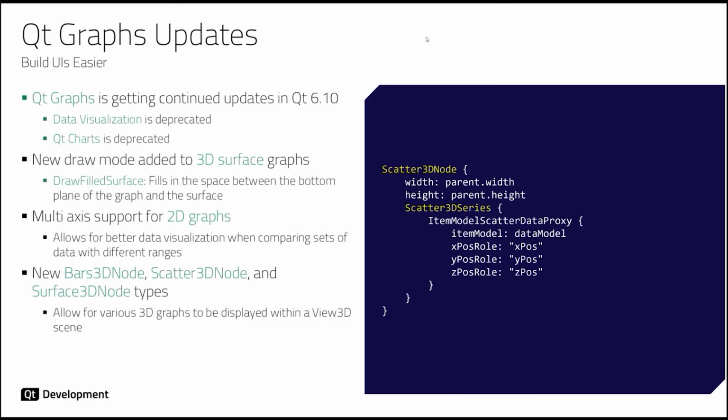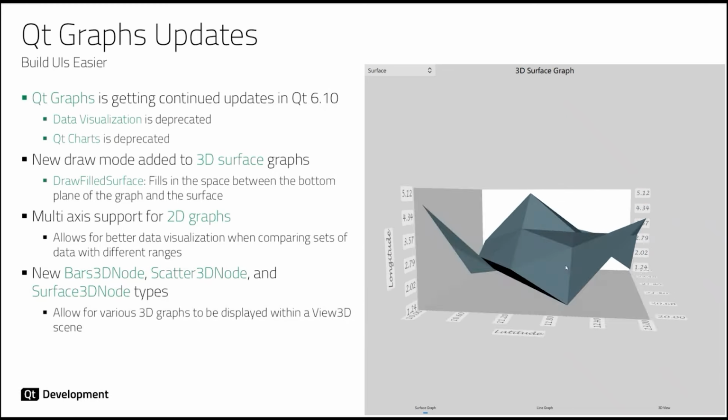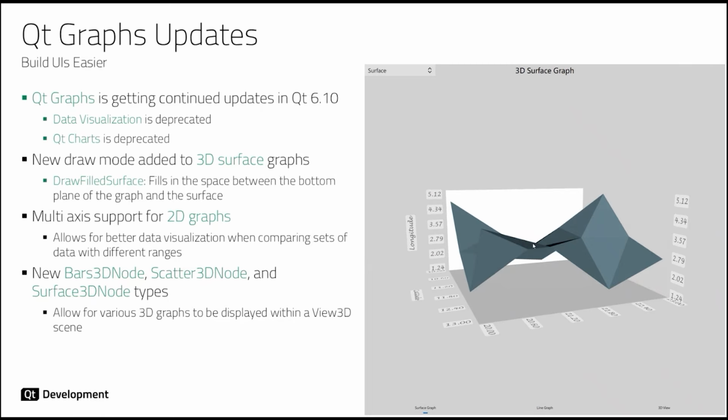We've also got multi-axis support for 2D graphs and a couple of new 3D node types. So there's bars 3D node, scatter 3D node, and surface 3D node, which basically allow for these 3D graphs to be displayed directly within a View 3D scene. So we can see an example of that in the code. Actually, on the right-hand side, we've got a scatter 3D node implemented there with the scatter 3D series. But if we flip this example over, we'll walk through these three modifications. The first being the surface graph. So we can see this new draw mode applied. We've got a few different options in this combo box in the top left here.